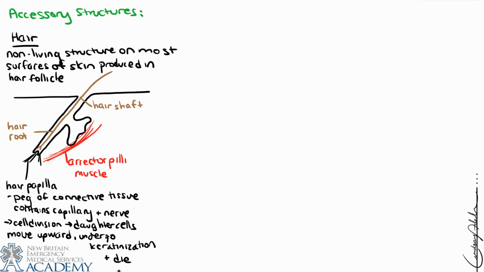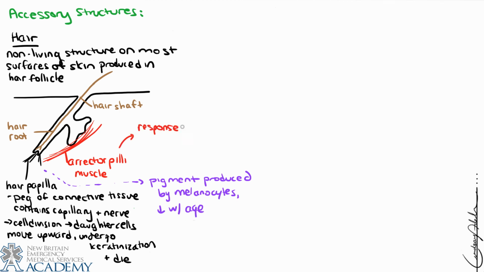Hair typically grows for 2 to 5 years, and then it will take a short break. It'll shed the hair, so the hair will fall out, and then it'll wait maybe a month or a couple of months, and then it'll start to grow again. The hair papilla is also the location of pigment production by melanocytes, and the pigment production actually decreases with age, which is why older adults have white hair or gray hair instead of the color of their original hair. And then just as an aside, the erector pili muscle, in response to anger or cold, causes the hair to stand on end.